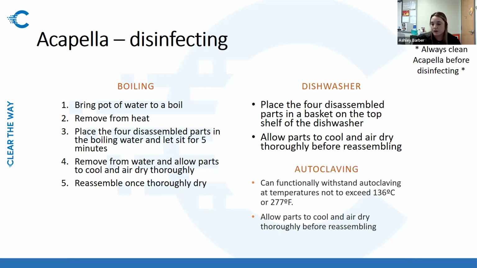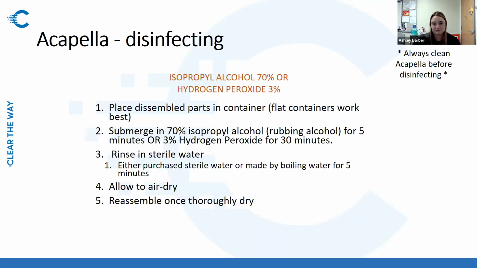And autoclaving, if you have accessibility to an autoclave, it can withstand temperatures not to exceed 277 degrees Fahrenheit. Next slide. And then again, it can be disinfected in the isopropyl alcohol or hydrogen peroxide, the same way you would do with the others. Just make sure you're doing 5 minutes for the isopropyl alcohol and 30 minutes for the hydrogen peroxide. Next slide.